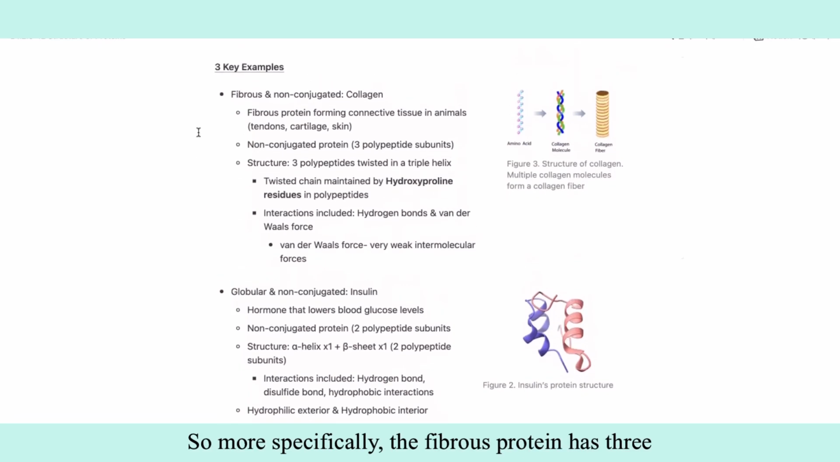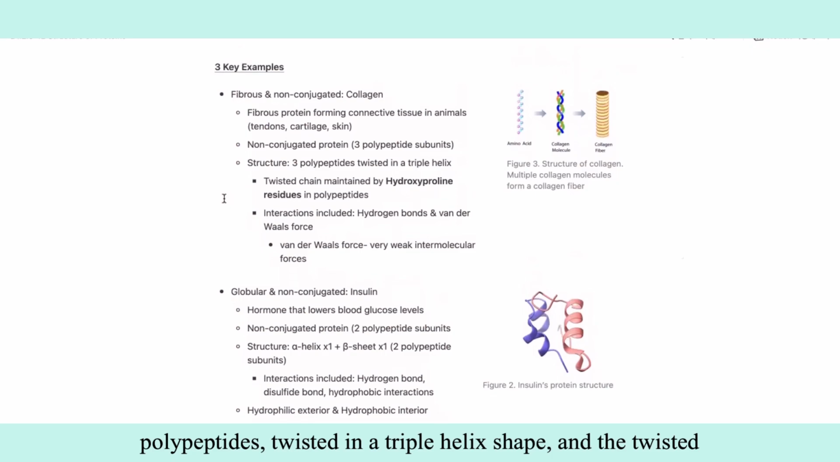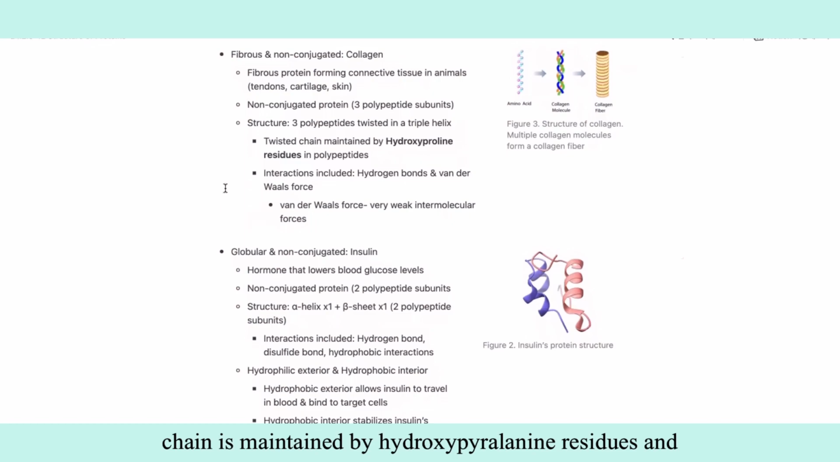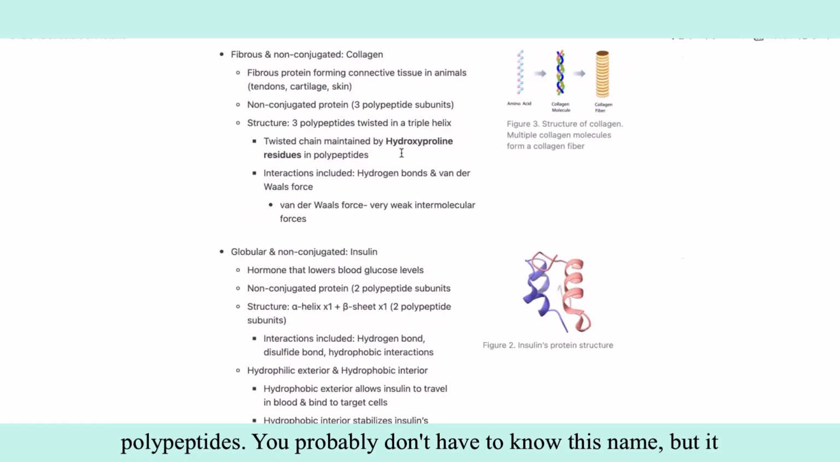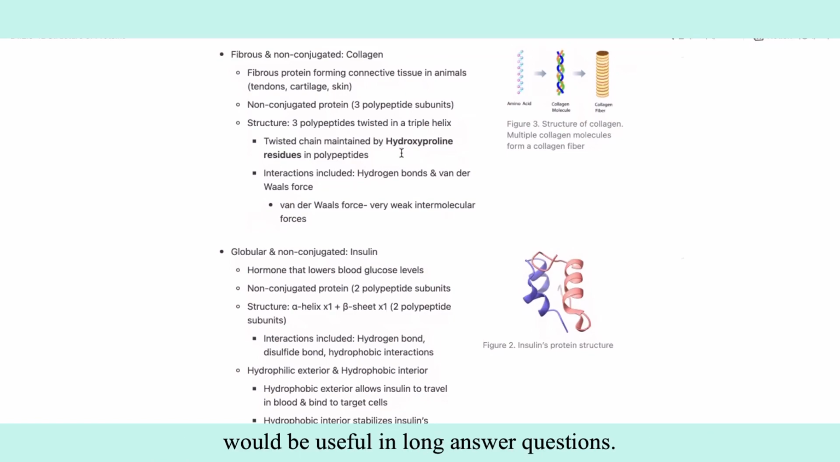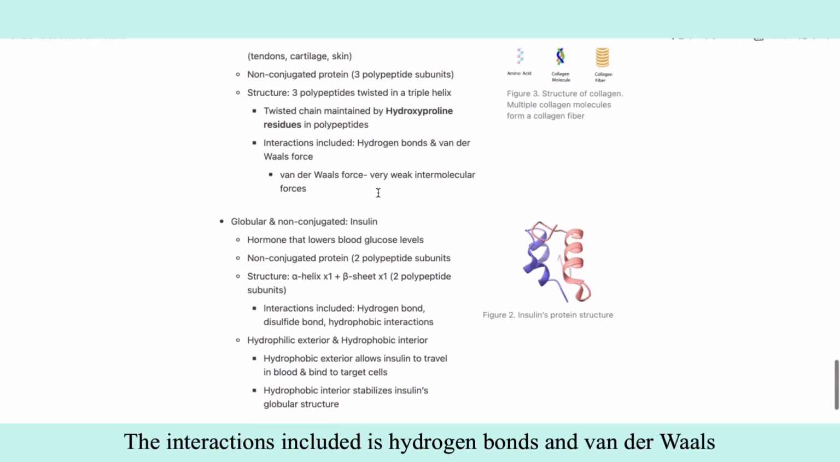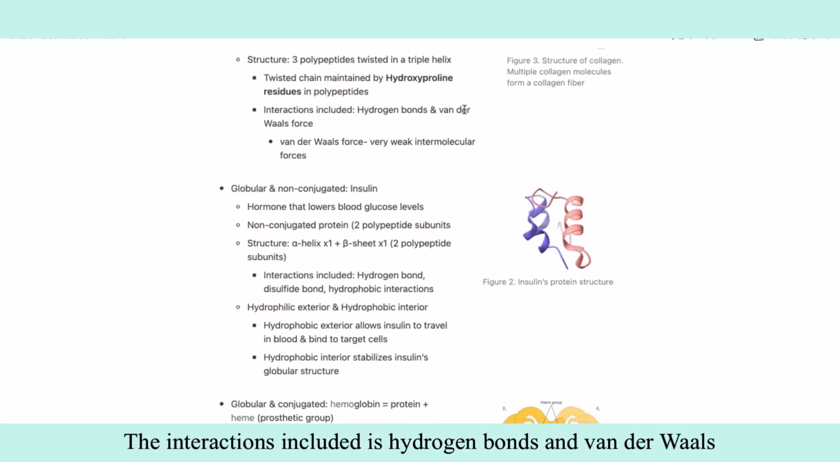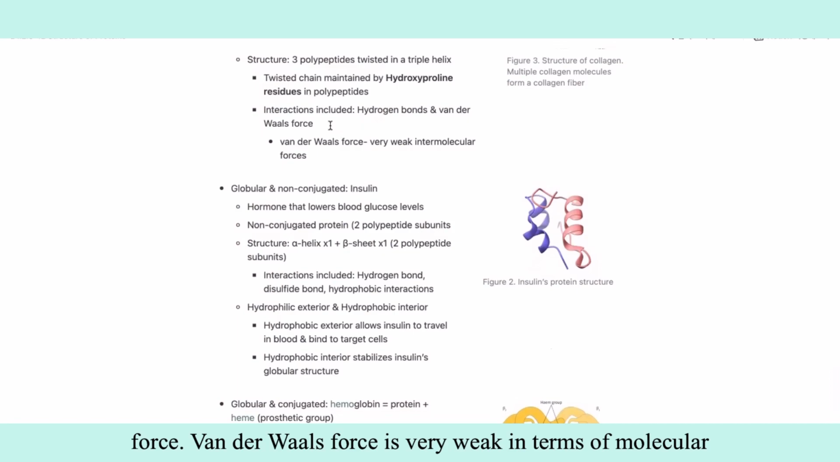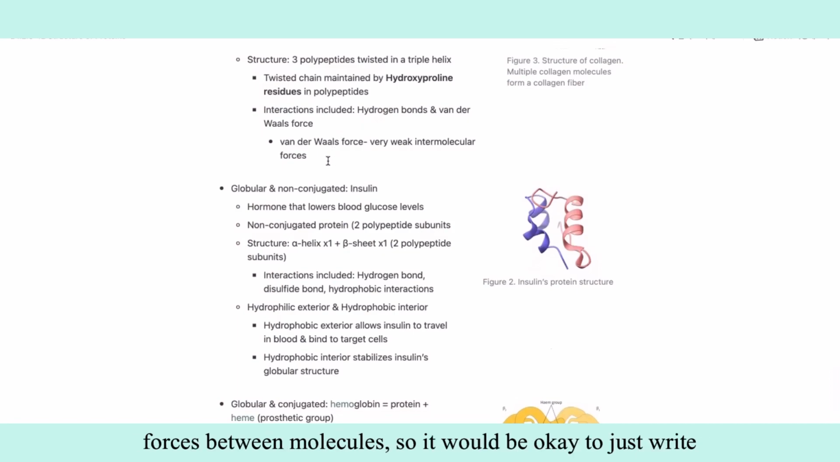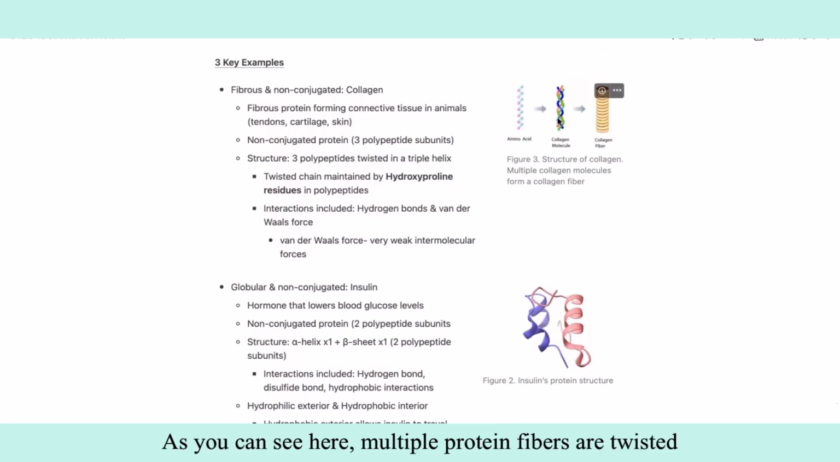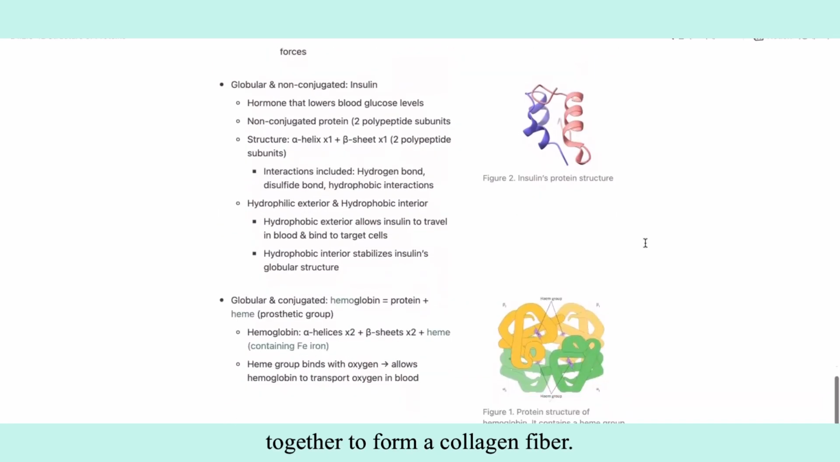More specifically, the fibrous protein collagen has 3 polypeptides twisted in a triple helix shape. The twisted chain is maintained by hydroxyproline residues and polypeptides. You probably don't have to know this name, but it would be useful in long answer questions. The interactions included are hydrogen bonds and van der Waals force. Van der Waals force is a very weak intermolecular force between molecules, so I think it would be okay to just write hydrogen bonds. As you can see here, multiple protein fibers are twisted together to form a collagen fiber.